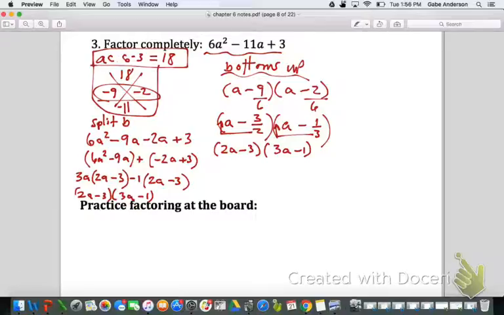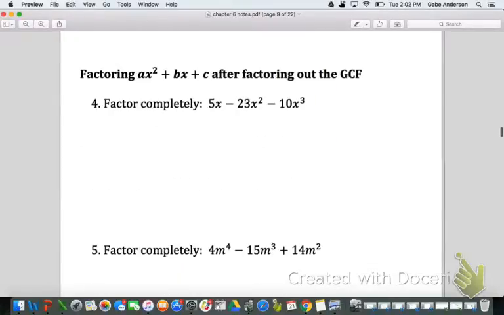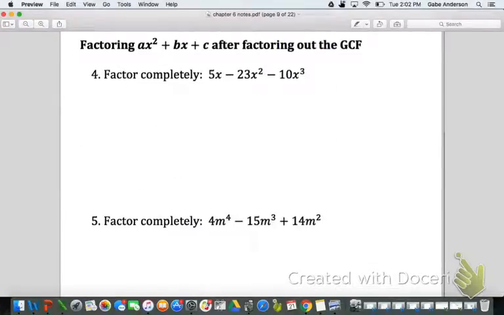Let me show you one other version here of how this could go. And it's right here. So sometimes you'll have a GCF you got to deal with first. So let's take a look at number 4. We'll save number 5 for tomorrow.